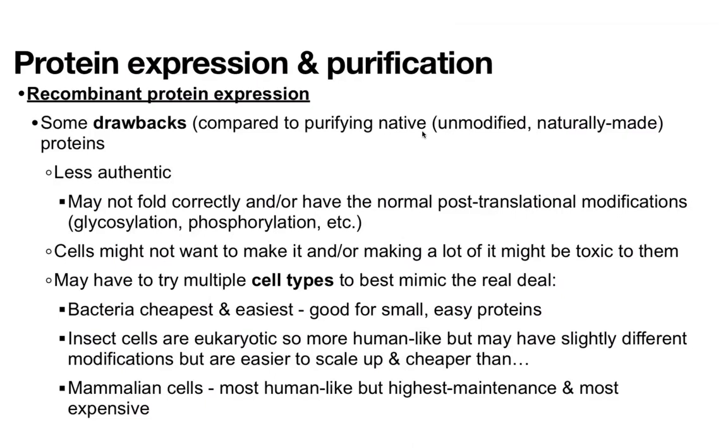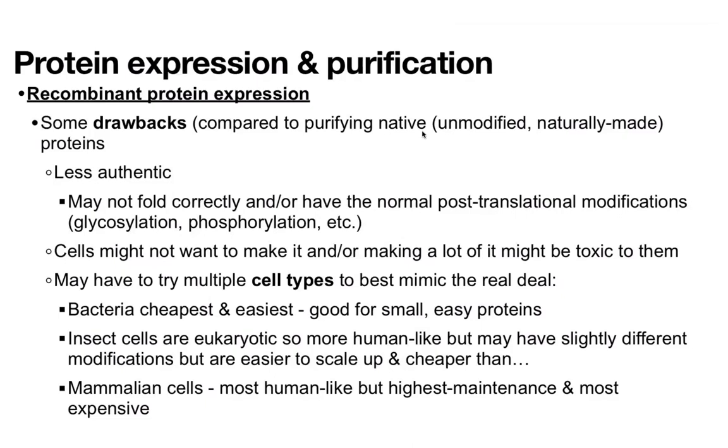Cells might not want to make your protein, or making a lot of it might be toxic to them. So yeah, you can tell them to make a lot, but if making a lot of it kills them, then that's not going to work well. So what you might have to do is try multiple cell types to best mimic the real deal.